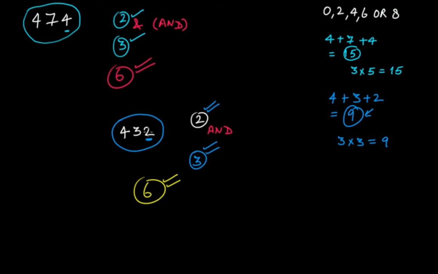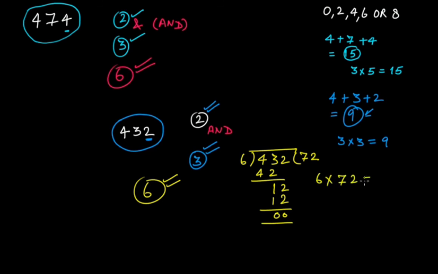If you want to cross check it, 432 divided by 6 is 72, so 6 times 72 will be 432. So this was the shortest way to check whether any number is divisible by 6 or not. Remember, if the number is divisible by 2 and if the number is divisible by 3 also, then that number will be divisible by 6 also.